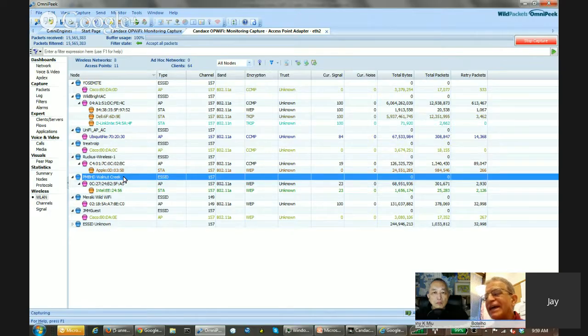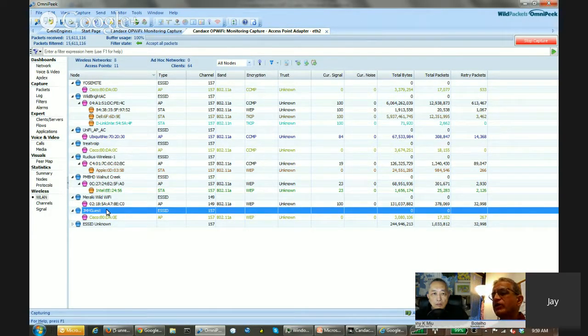PMB HD, that's one of our neighbors. Several of these are our neighbors. JMH Guest, that's our neighbor downstairs. So we can see the data from everything that's going on. So we get a complete view of the wireless LAN, all remotely, all from capturing packets on an access point. So this is when we're doing just a live capture, doing real-time analysis. So we can do it in real time.